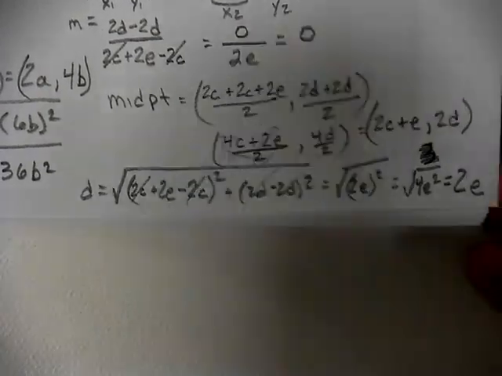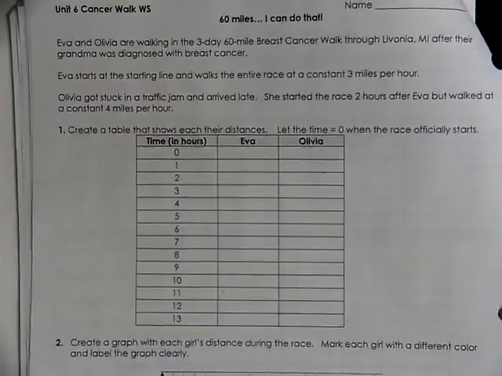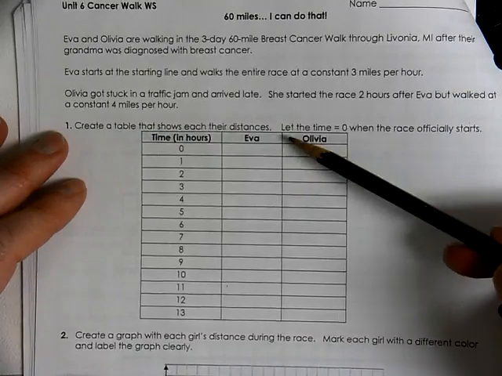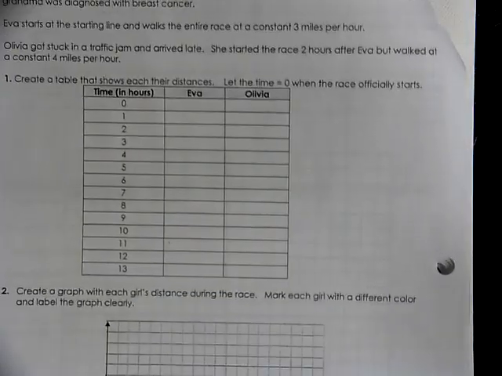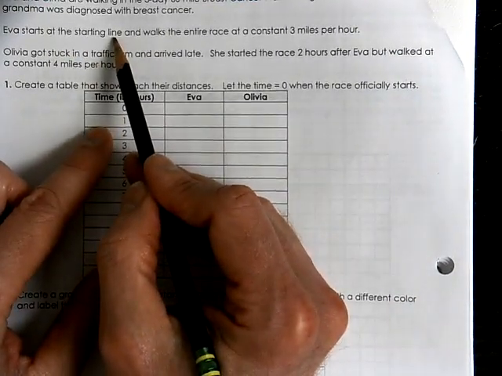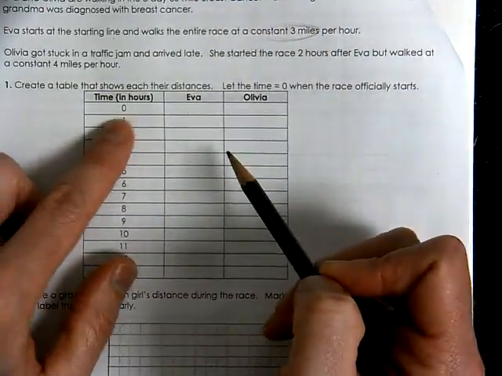Then our homework tonight. It's called the Cancer Walk. Wait, how is it 2 pages? We have 2 pages here. This first page is trying to come up with a set of data that we are going to plot down here. We have Eva that is going to start at the starting line and walk a constant 3 miles per hour.